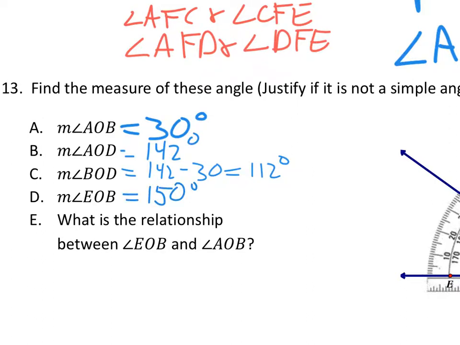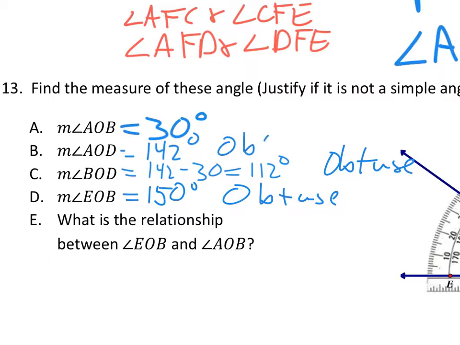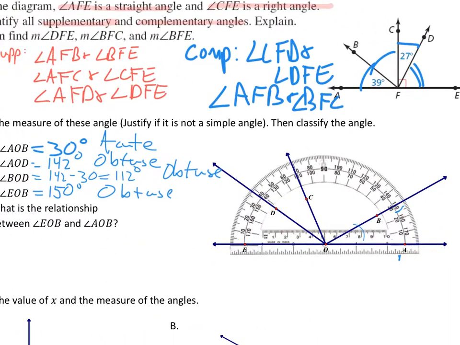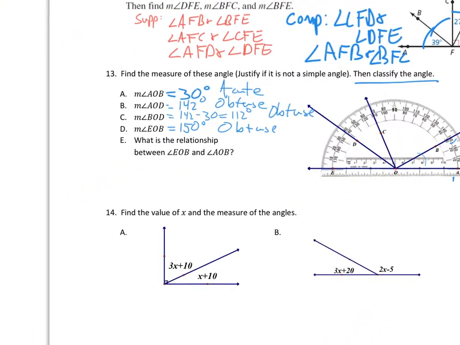Should it be obtuse? Well, this is obtuse. This is obtuse. And another obtuse. And an acute angle. Those are the classifications. So we just classify. Classify means what type of angle it is.